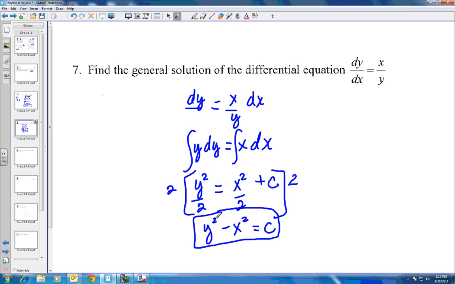I would not. I know it's not that hard. I can do that, but I wouldn't count it wrong. But for the test, if it's a y squared problem, I want you to solve for c.